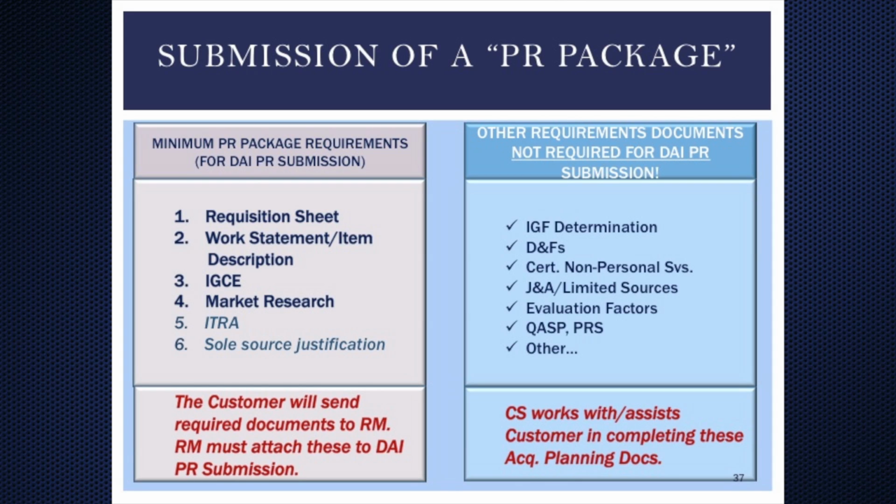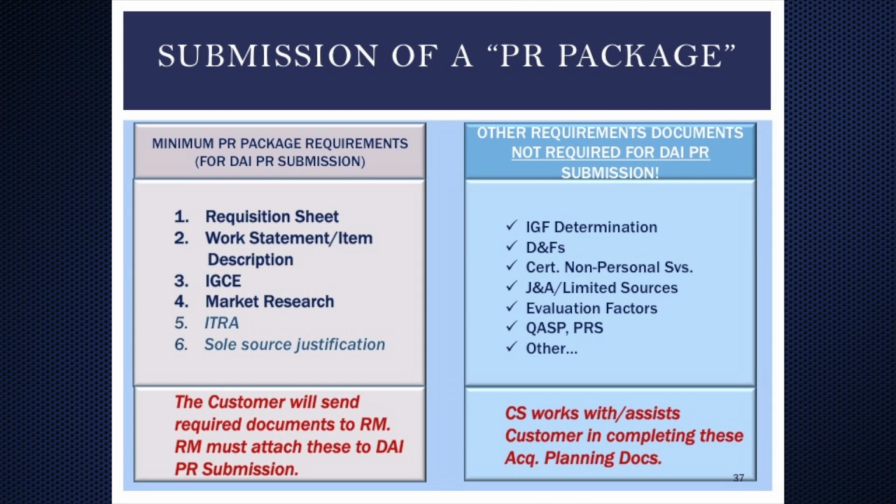Okay, now notice the red writing there. Again, this is another difference between the two. For the minimum PR package, you will send these documents to Resource Management. And Resource Management, RM, will attach these in DAI. The documents on the right, the contract specialist works with you in completing these.